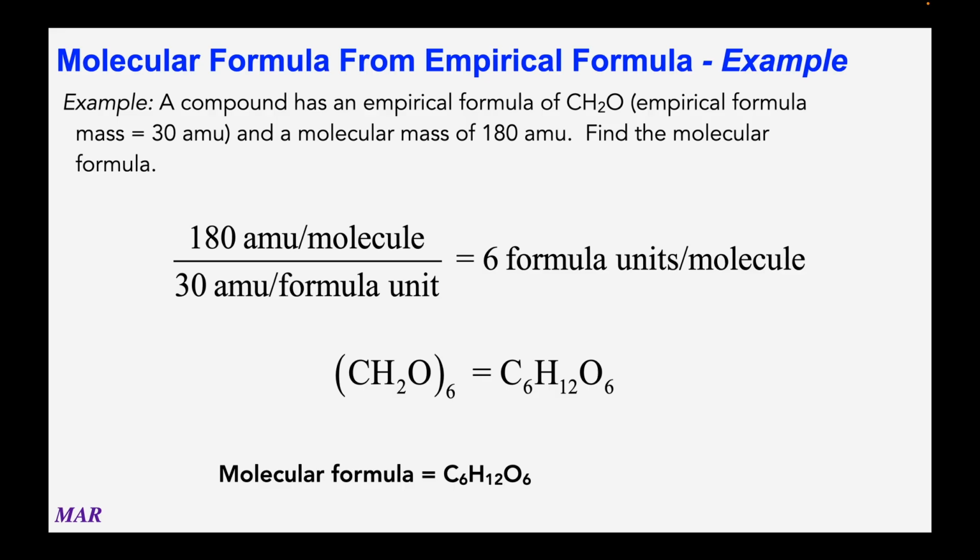Now, these ratios are always going to be whole numbers. When we went from percentages to empirical formulas, sometimes we multiplied by 2 or something like that. These formulas will always be whole numbers. So if you get a value like 5.99 or 6.01, just call it 6 and you're good to go. It's always going to be a whole number.